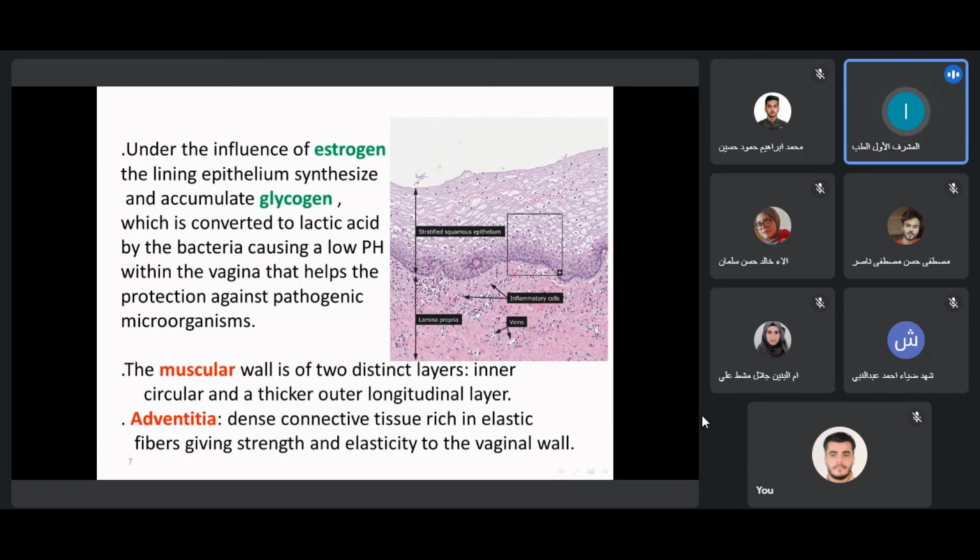The muscular wall consists of an inner circular and a thicker outer longitudinal layer. The adventitia is dense connective tissue that is rich in elastic fibers, giving elasticity and flexibility to the vaginal wall.